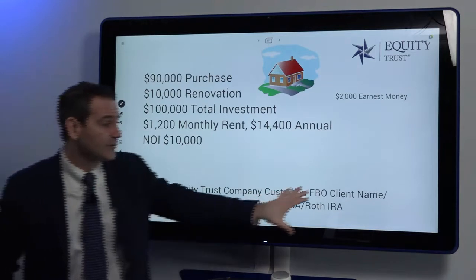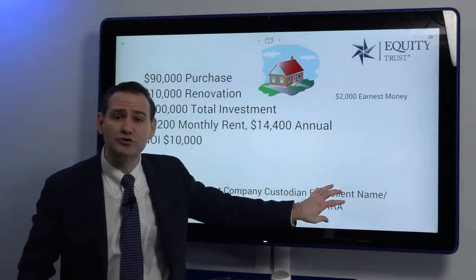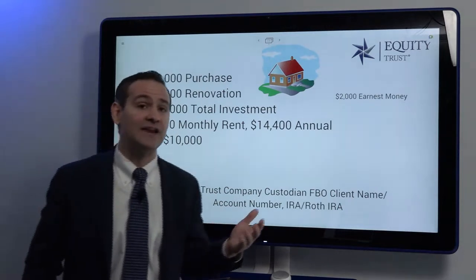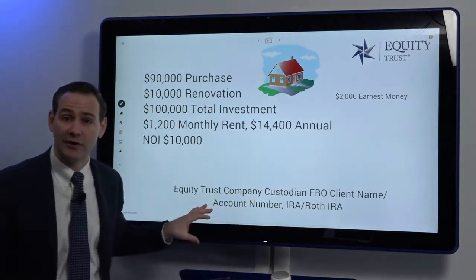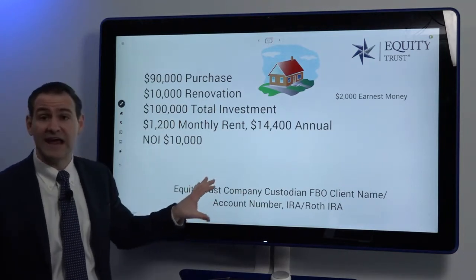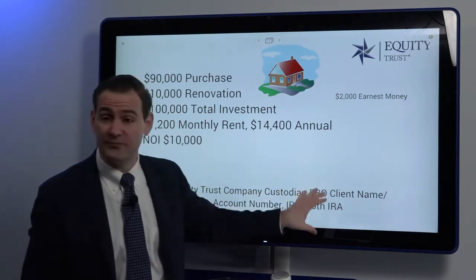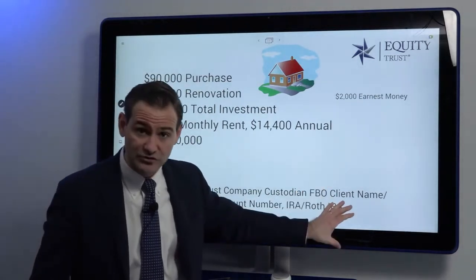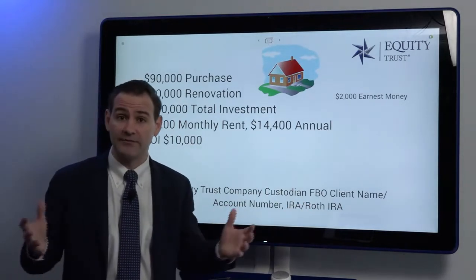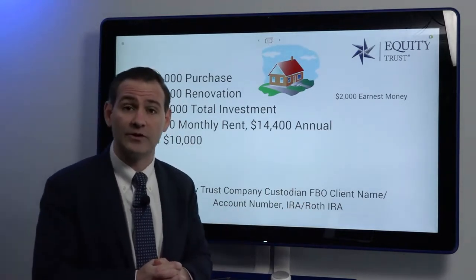So you'll notice here with this titling that you can use your name or your account number. See, some folks, for anonymity purposes, prefer to use their account number. They don't want to have their name on public record. So in that case, you would list Equity Trust Company Custodian, FBO, for benefit of, your Equity Trust account number, IRA or Roth IRA, depending on the type of account that you have formed with Equity Trust.